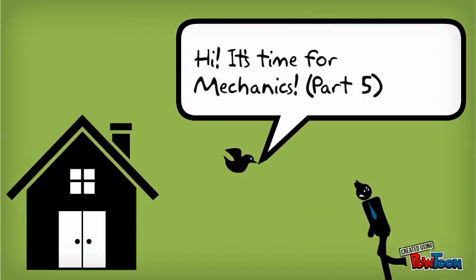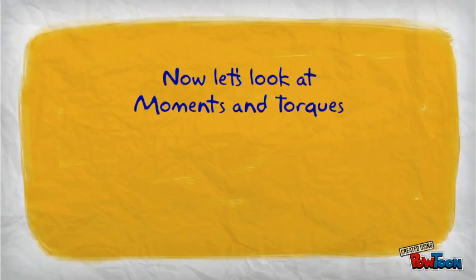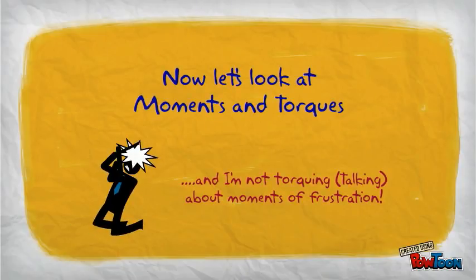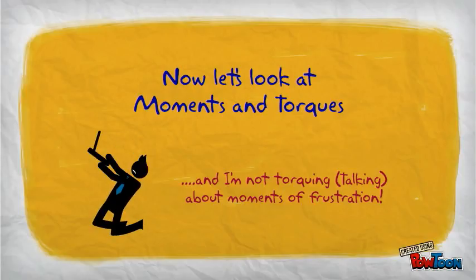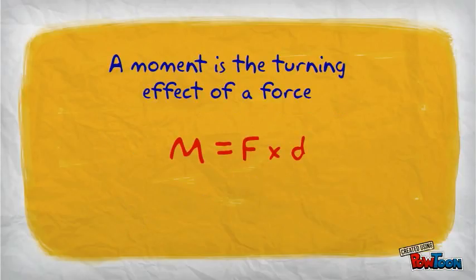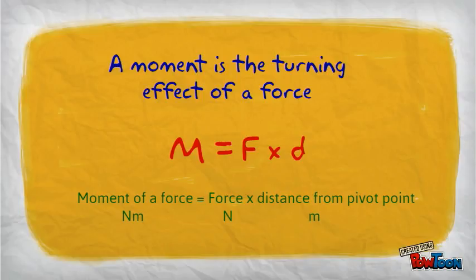Moving on to the next section of mechanics, we're going to look at moments and torques. So what is a moment? Well, a moment is the turning effect of a force, and we calculate it in newton meters by multiplying the force by the distance that the object is from the pivot point.